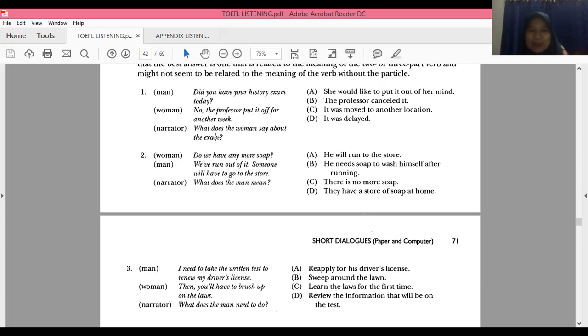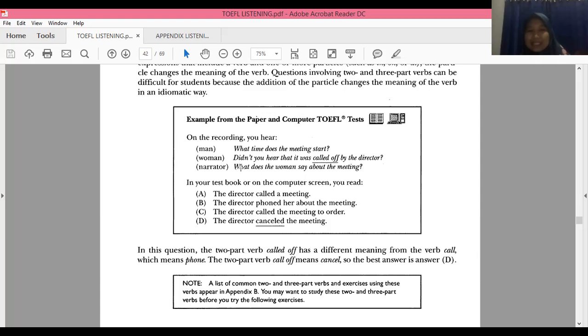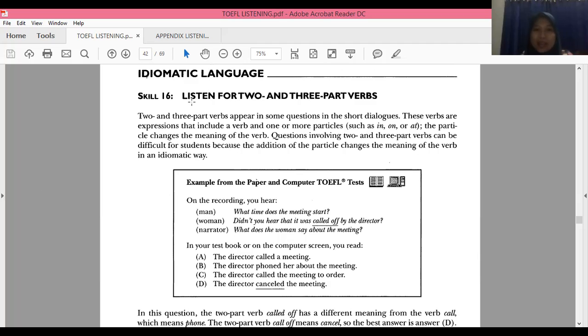Yeah, for those who have just come, we are discussing exercise 16. Oh, we still discuss 16 first ya. Let me give a review untuk yang baru datang. Untuk skill 16 ini, listen for two and three part verbs. Jadi, kata kerja dalam bahasa Inggris itu bisa terdiri dari satu verb, kata kerja, dan preposition. Preposition yang sudah dipelajari di structure seperti in, on, at, for, with, about, and others. Nah, ketika sebuah verb bertemu dengan preposition, dia bisa menghasilkan satu makna baru.